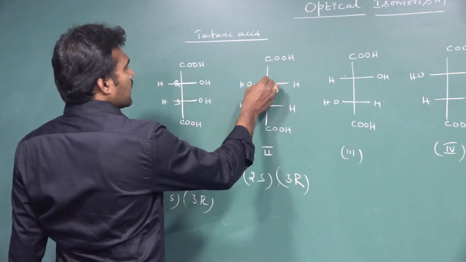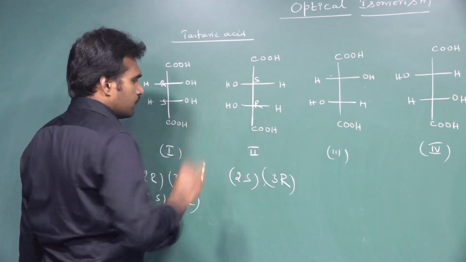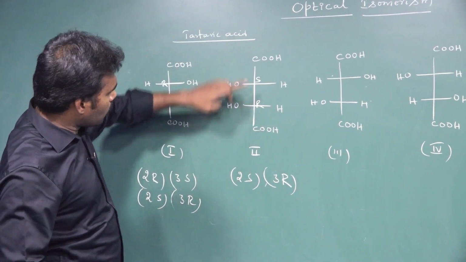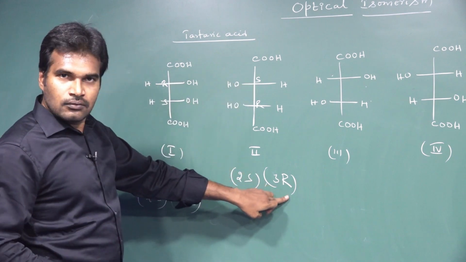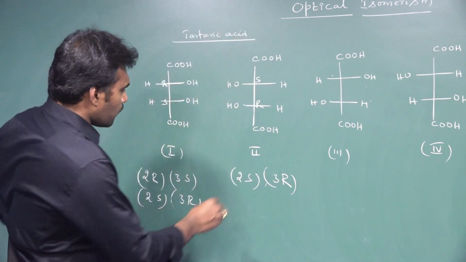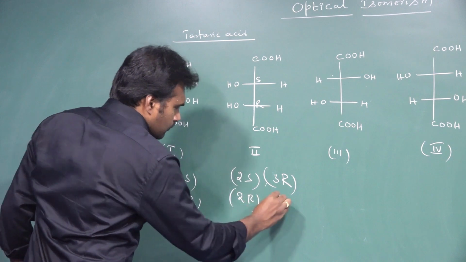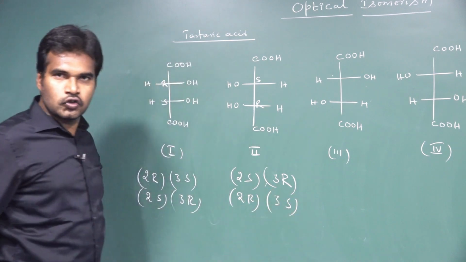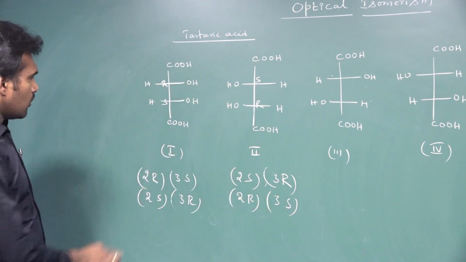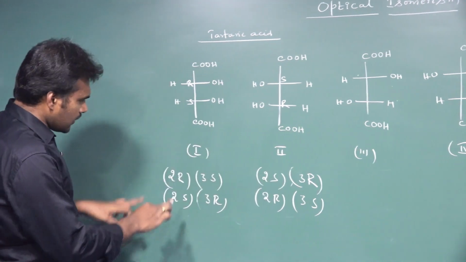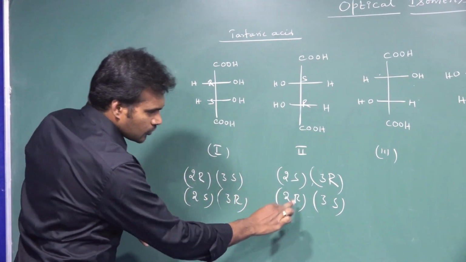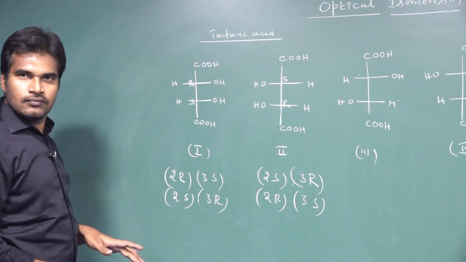So this is S and this is R. If you give the numbering from top to bottom, 2S 3R. If you give the numbering from bottom to top, 2R 3S will come. See that first compound, second compound, you check that 2R 3S. This is also 2R 3S.